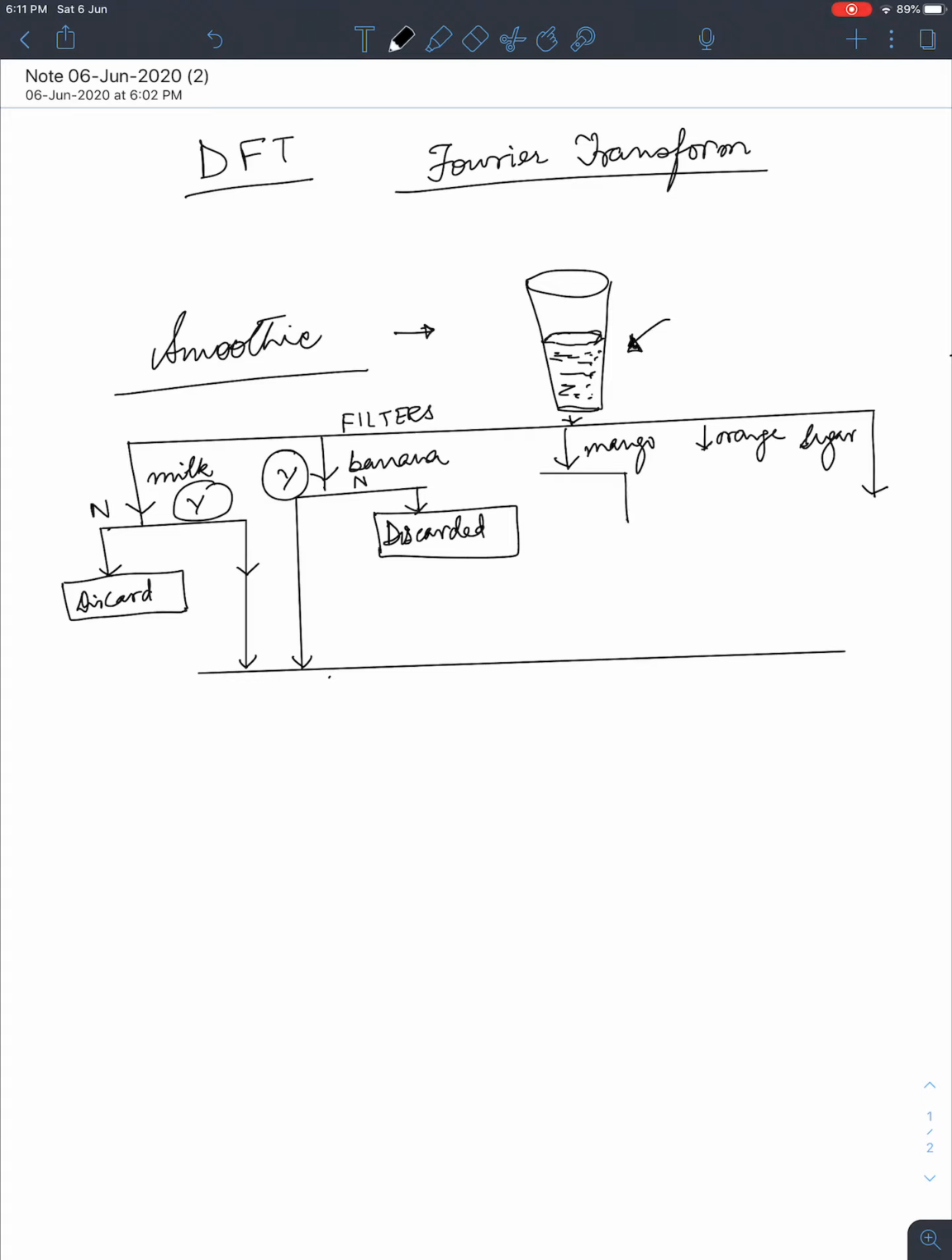So is there a mango? Yes or no? So let's say yes, no. If it's yes, it goes there. If it's no, it is discarded. If it's orange, if it's yes, it again goes there. If no, it's discarded. If it's sugar, if it's yes, it goes there, and if it's no, it's discarded.